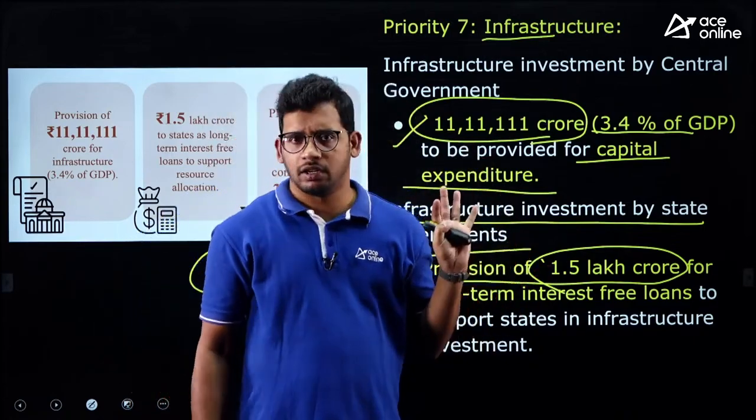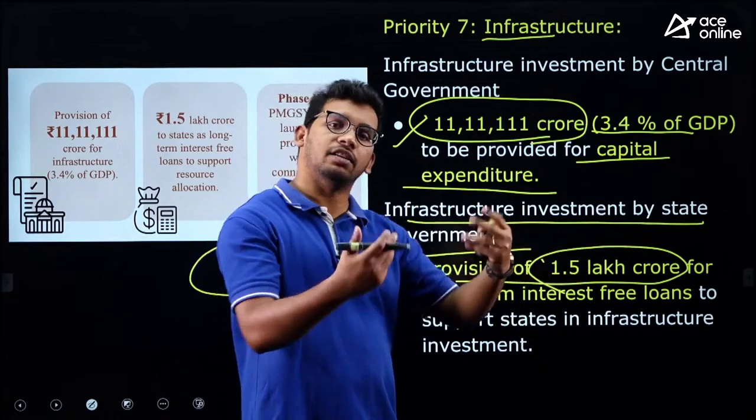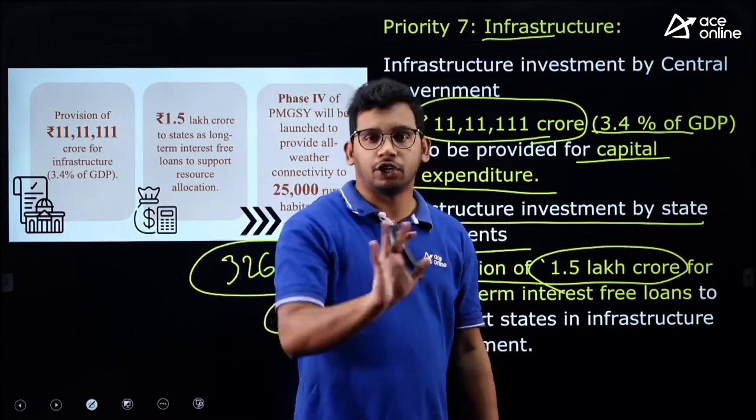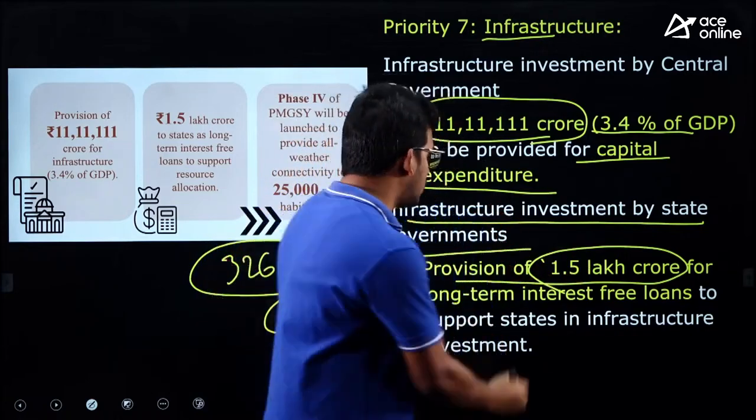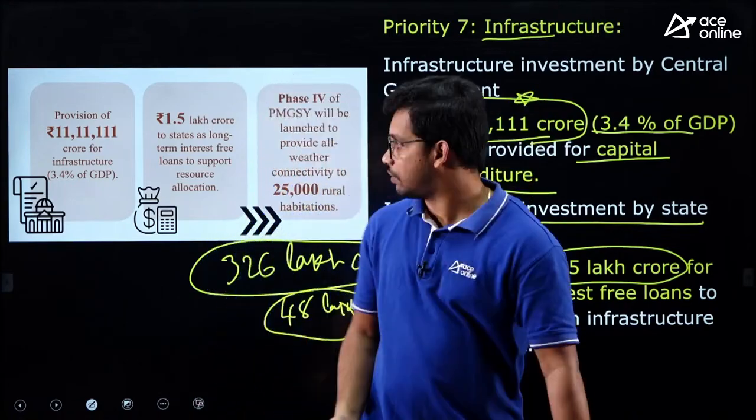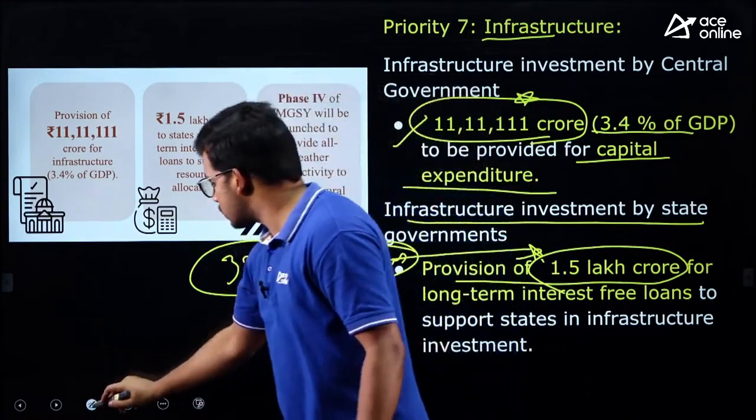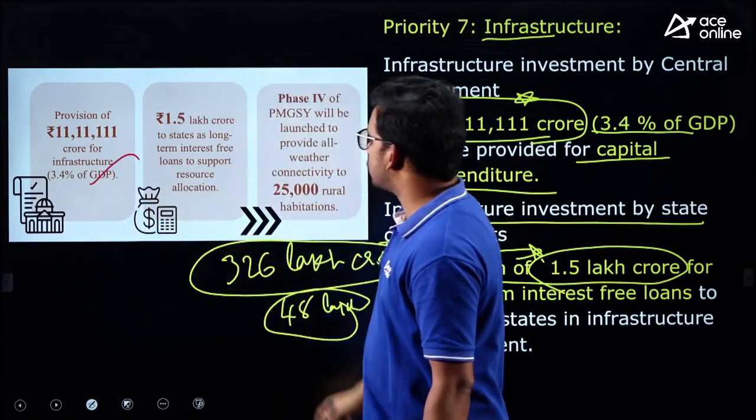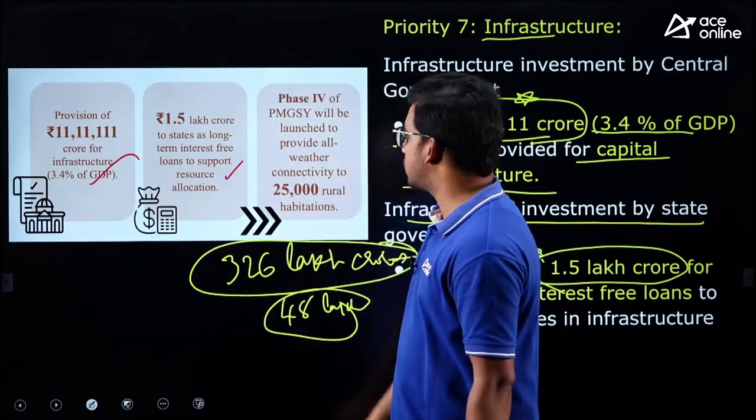Any states can take, every 28 states can take, and they can invest in infrastructure. In future they need to pay back without any interest. So this is also very important, this number is also important to develop the infrastructure, right. So we have discussed this, right, 1.5 lakh crore for states, this also we have discussed.